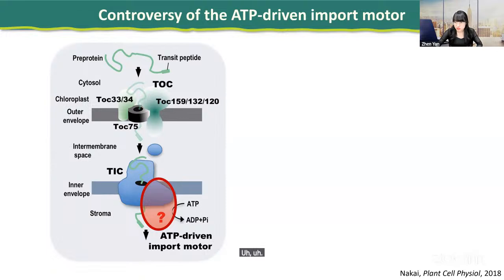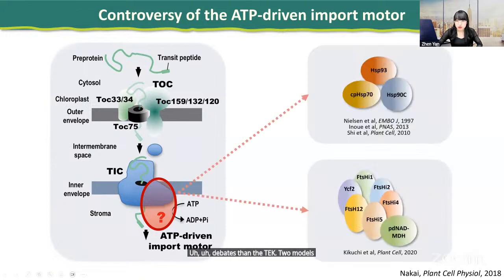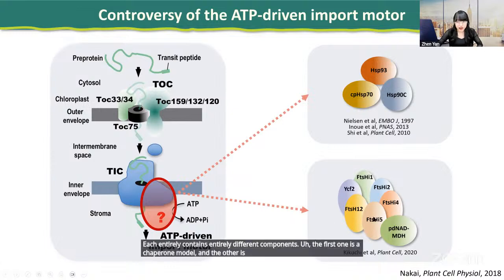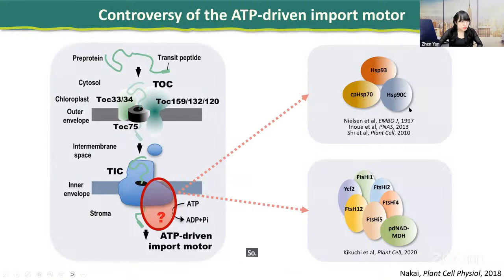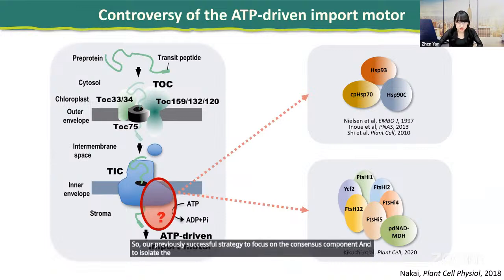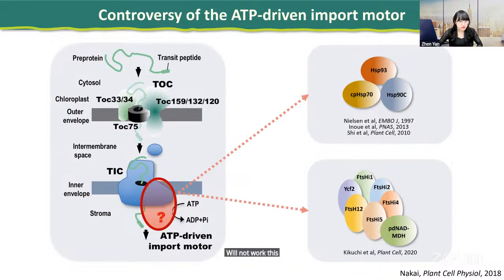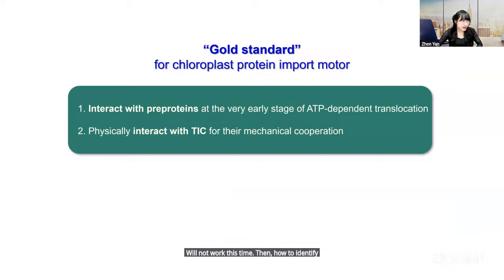debates than the TIC. Two models have been proposed, each containing entirely different components. The first is the chaperone model, and the other is the YCF2-FtsHi complex. So between the two models, there is not even one consensus component shared between them. So our previously successful strategy to focus on the consensus component and to isolate the endogenous complex will not work this time. Then how do we identify the chloroplast import motor?